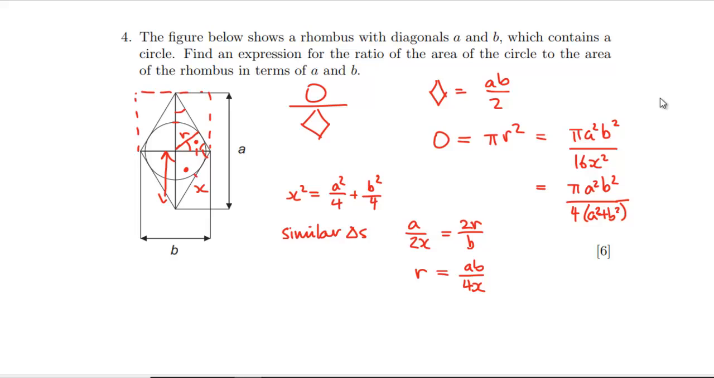Right, that's good. So now if we do circle divided by rhombus, then we've got all of that and we need to divide by the rhombus. So it's going to get rid of an AB at the top and one of the 2's at the bottom. Pi AB divided by 2 times a squared plus b squared.